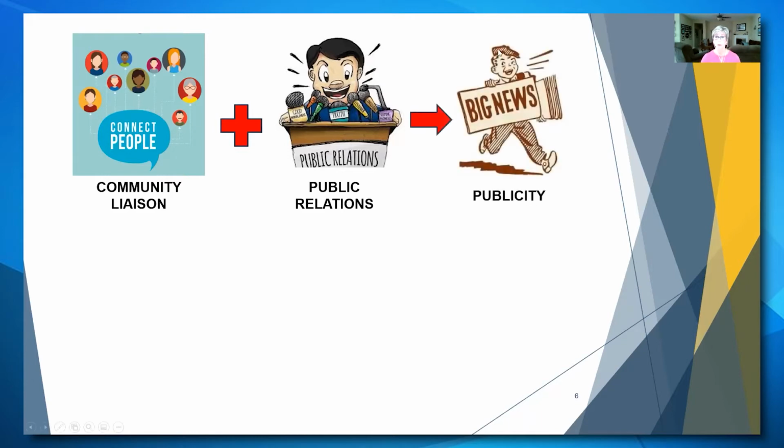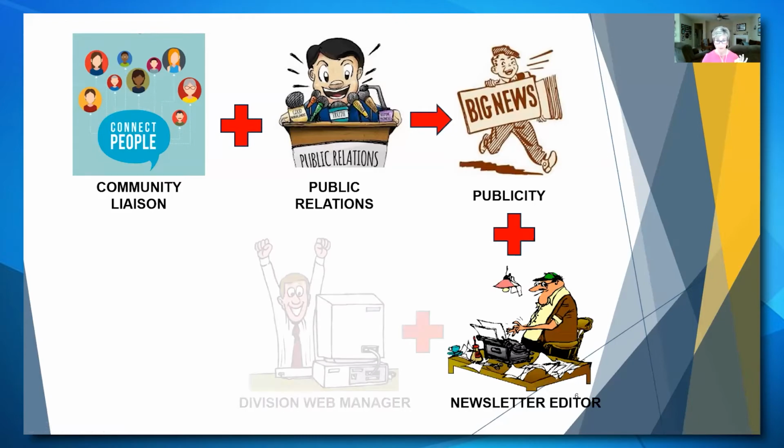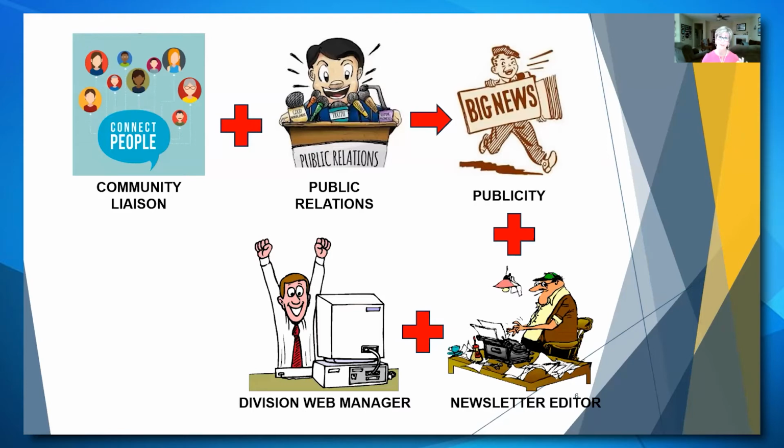Well, your publicity chair then begins advertising the event, contacting local newspapers, maybe a local radio station, posting it on Facebook. Here's what's coming up. And then the publicity person joins with the newsletter editor and the division web manager to extend this advertising to the division newsletter, and upcoming events on the division website, which would be your division web manager.